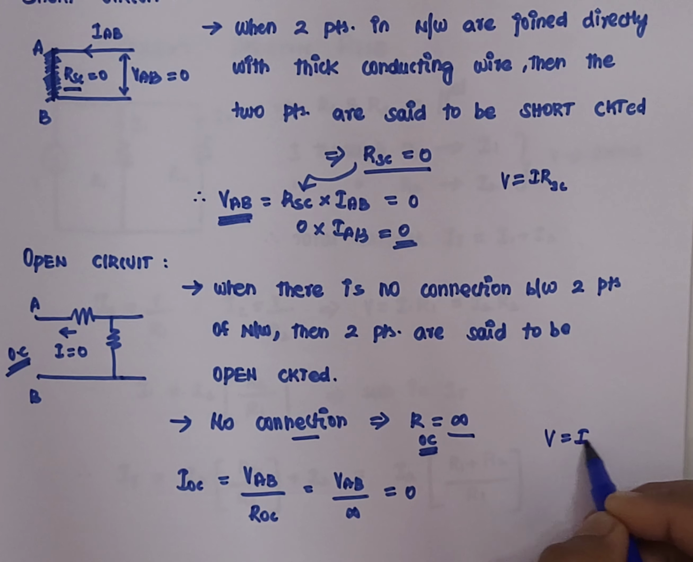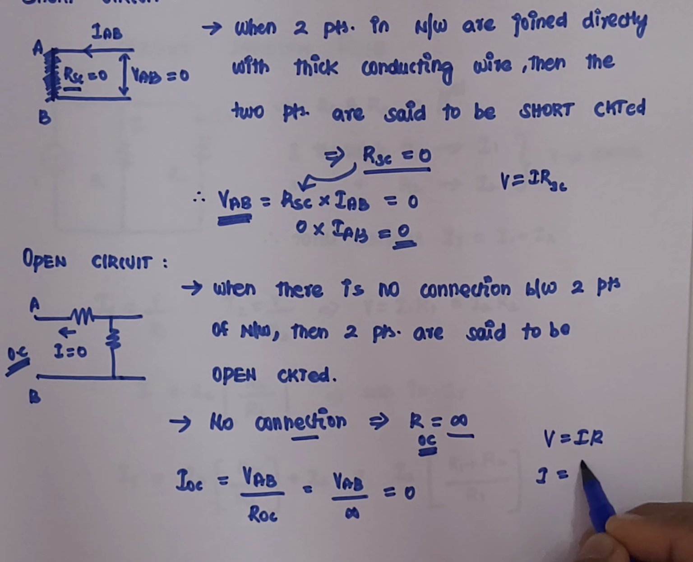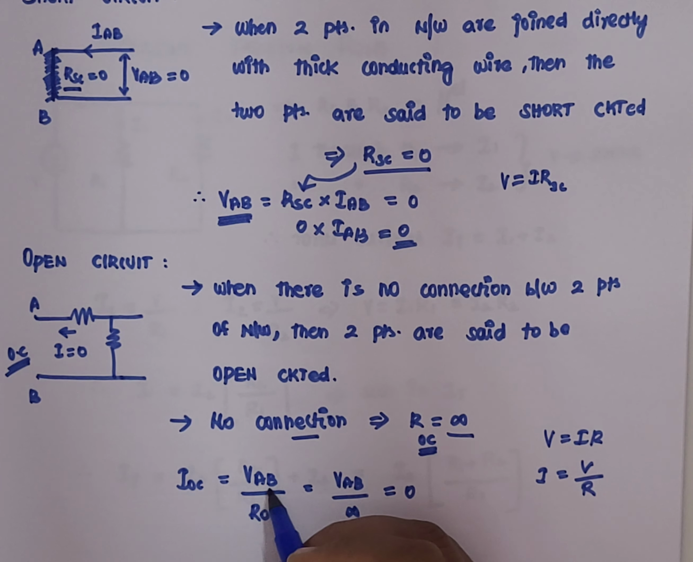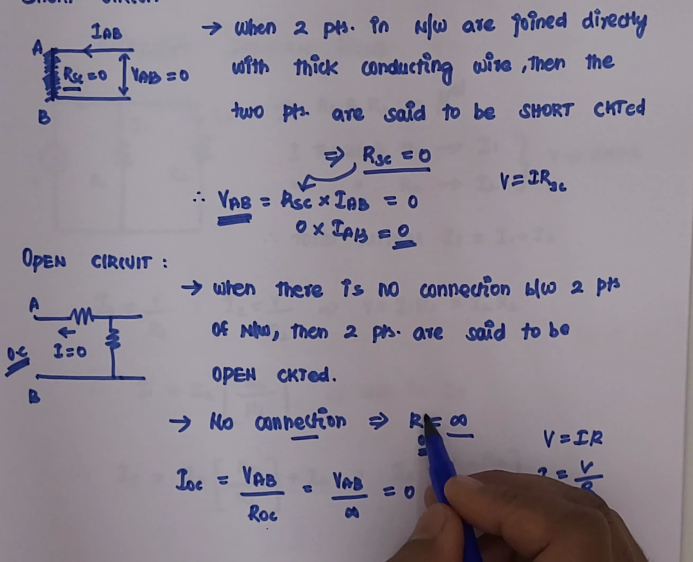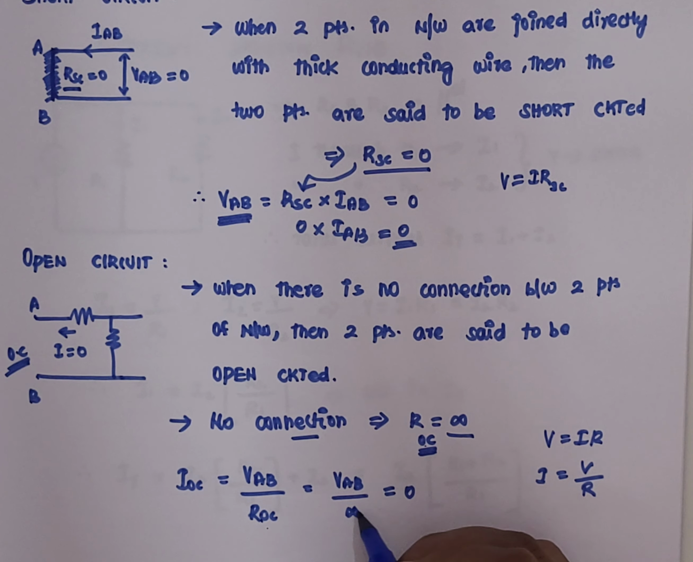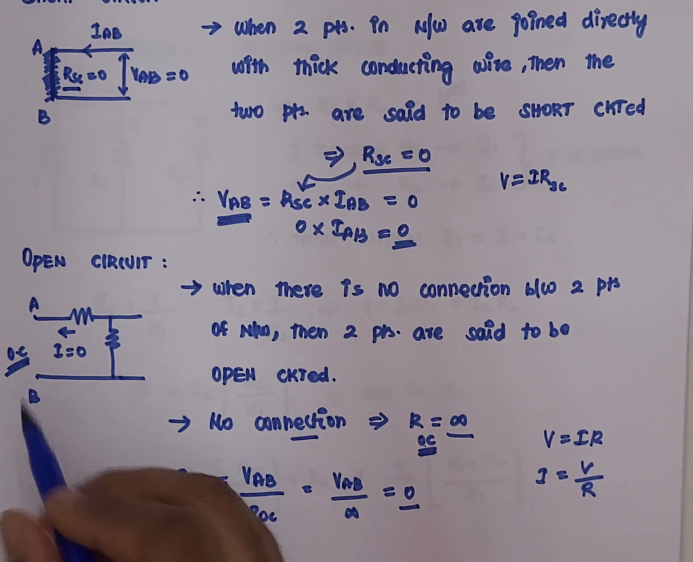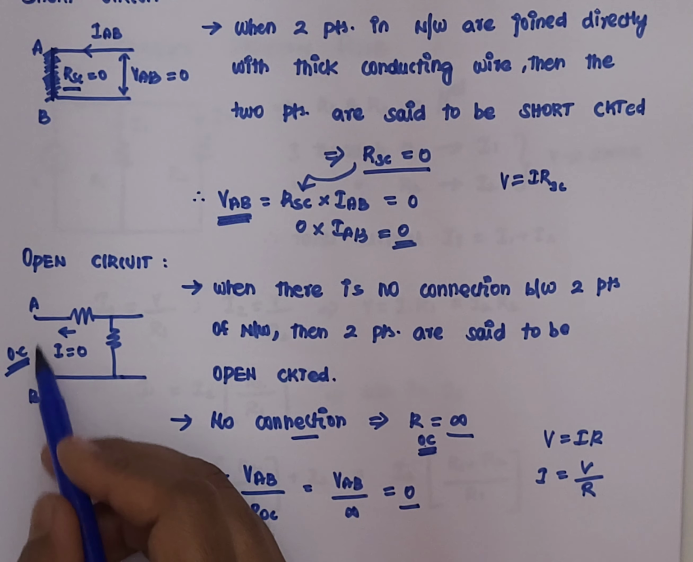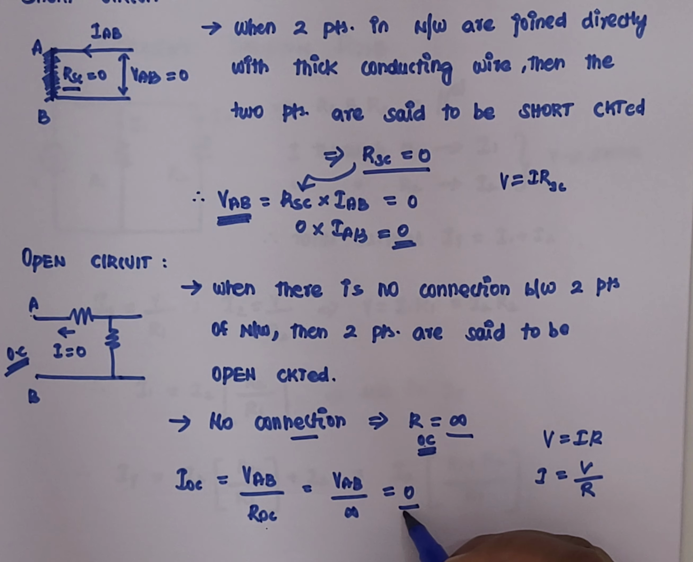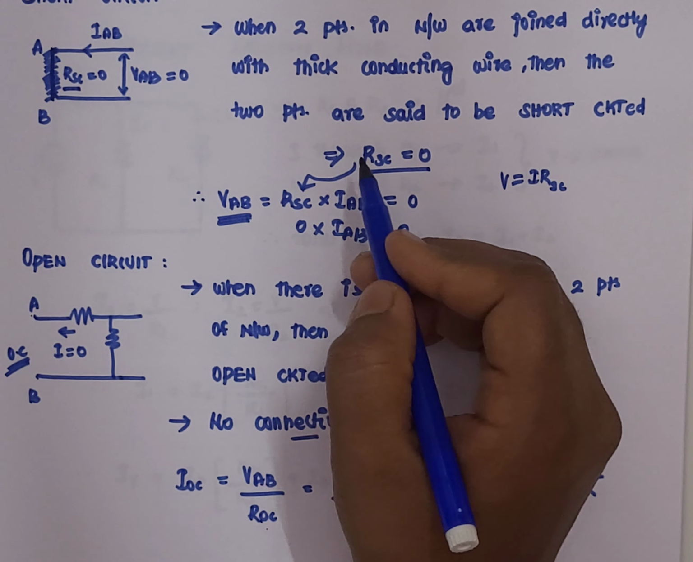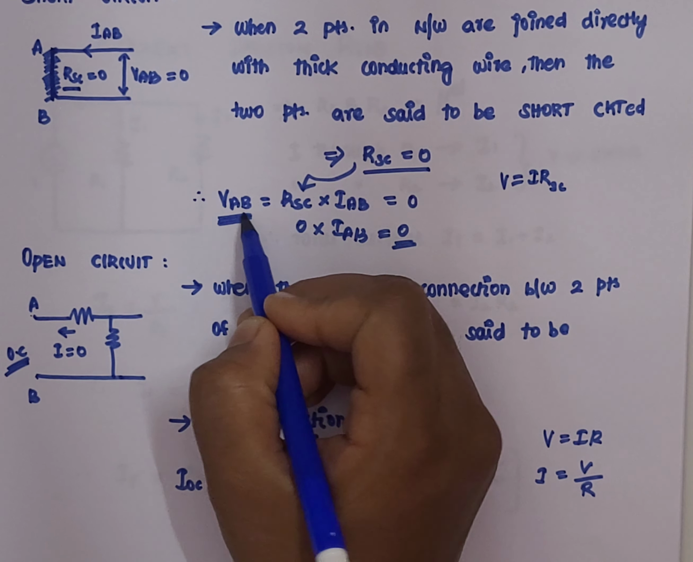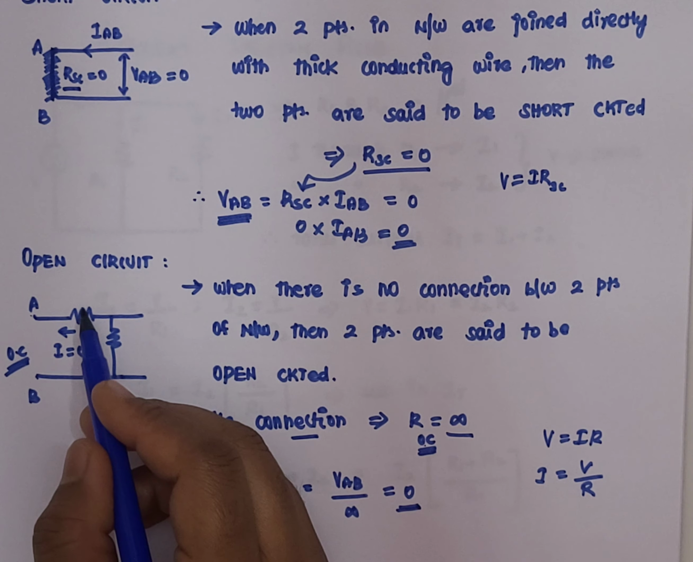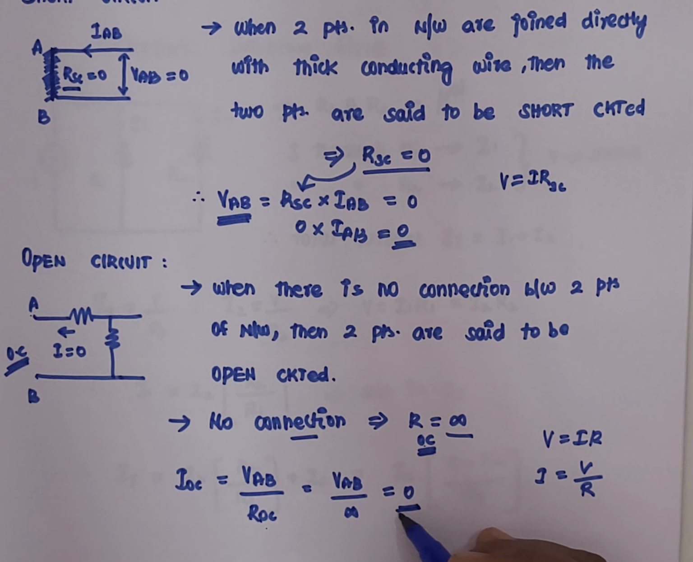So from V is equal to IR, we can calculate the value of I as V by R, where V is taken across AB divided by ROC. Since the value of resistance is infinity over here, substituting in this equation, anything divided by infinity will be 0, which means whenever two points are open circuited, the current flowing across these points will be equivalent to 0. So whenever the circuit is short circuited, the voltage across will be 0, and whenever it is open circuited, the current across the two points will be equivalent to 0.